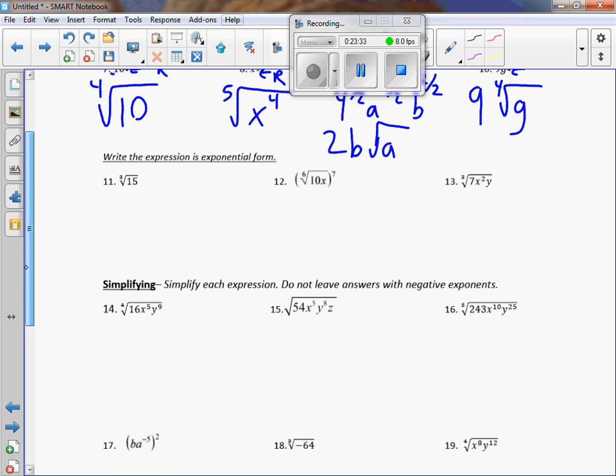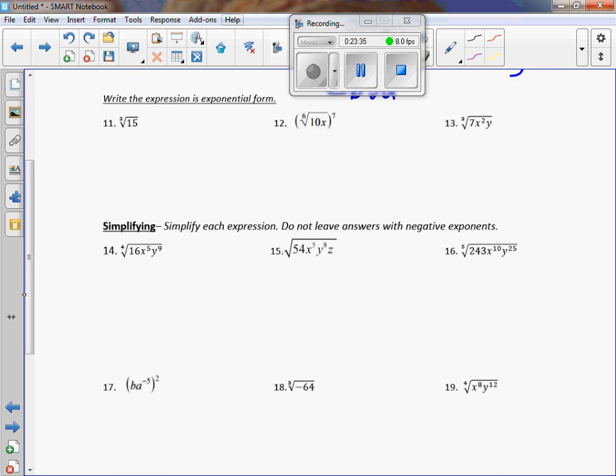11 through 13, we are going the opposite direction. Now I'm giving you something in a radical, and I want you to rewrite it as an exponential. So we'll take our base. The exponent out here, if there is no exponent, we know is 1. That exponent goes on top. The root number goes on bottom. So our answer there is 15 to the 1/3.